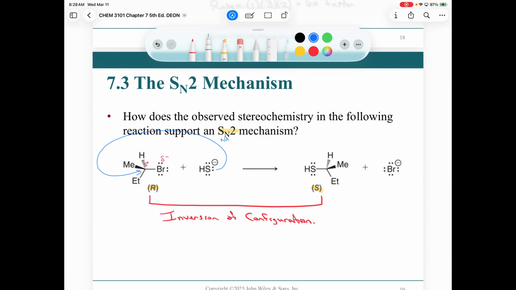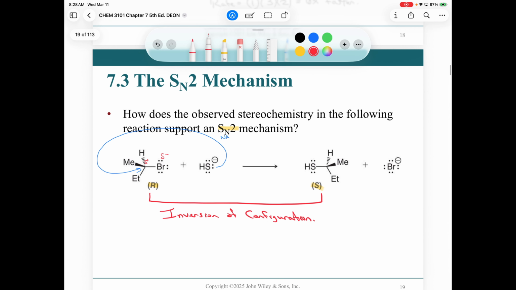This is your nucleophilic attack. And then we have our loss of leaving group occurring. And we actually have a name for this. We call it backside attack. So backside attack. And when we have backside attack on a stereocenter, it results in inversion of configuration.